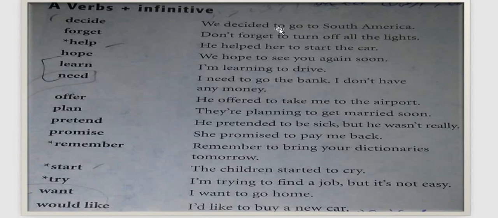Look here, we have this example. We decided to go. Don't forget to turn off. Okay? If you look through all these sentences, you can find to after these verbs, and after to, what comes? The infinitive. Infinitive means another verb without any addition. أي فعل معناه المصدر هو فعل بدون أي إضافة. No s, no ing, no ed, no anything else. Just the base form كفعل أساسي.